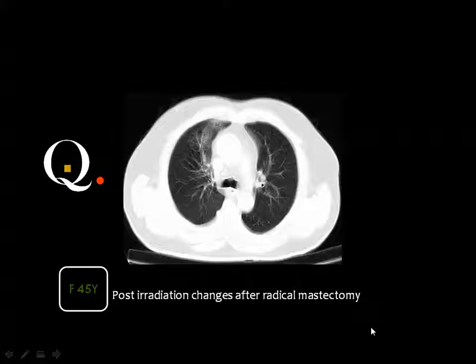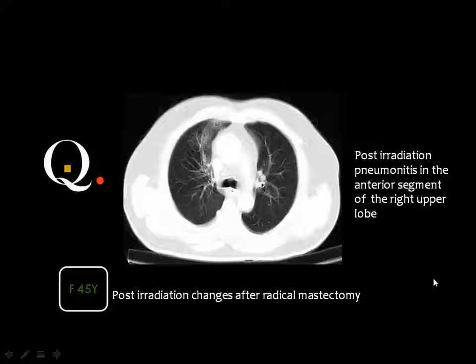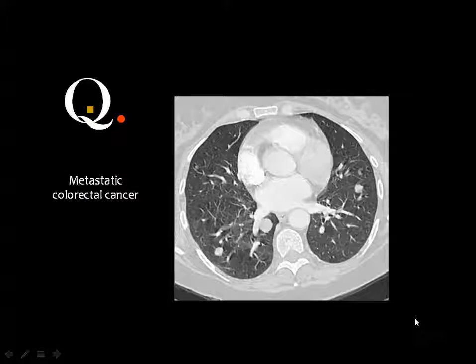Then this is a case of cancer breast performed with radical mastectomy and received irradiation, and she developed post-irradiation scarring. Which part of the lung? Look at the tracheal bifurcation. The trachea has divided, then the section is divided. This is the upper lobe and this is the lower lobe. If you want to specify which part of the upper lobe, this is the anterior segment. Then this is irradiation pneumonitis in the anterior segment of the right upper lobe.